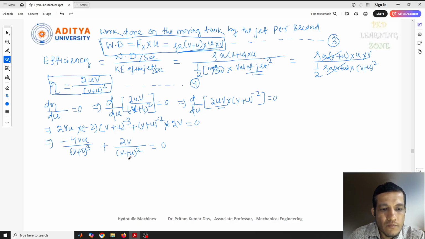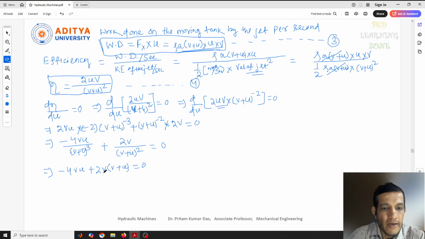Now we can write this in another way. If I take the LCM, we get (v plus u) cube. In the numerator, the minus 4vu stays, and for the second term one more (v plus u) is multiplied, so 2v into (v plus u), equal to 0. We take this to the right hand side and make it 0.